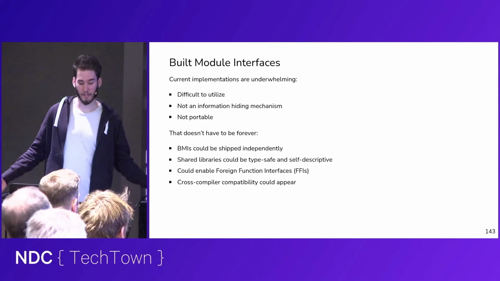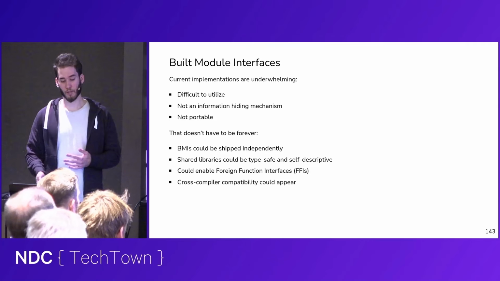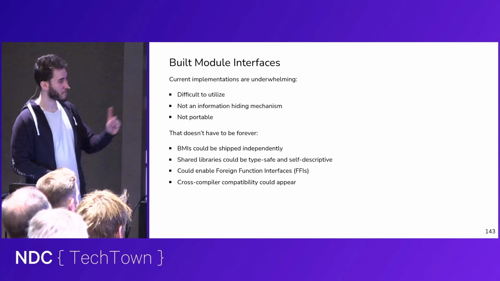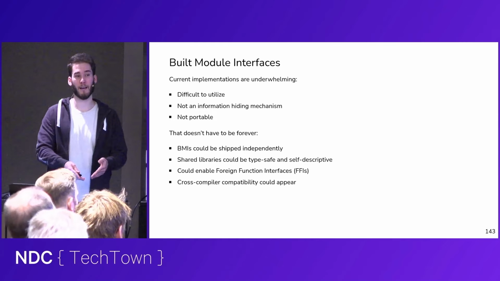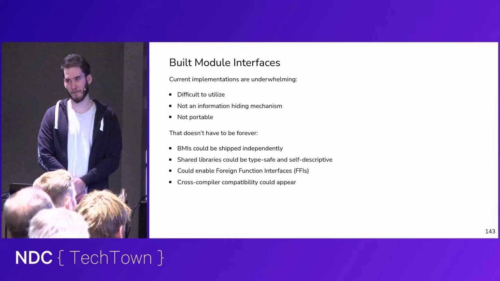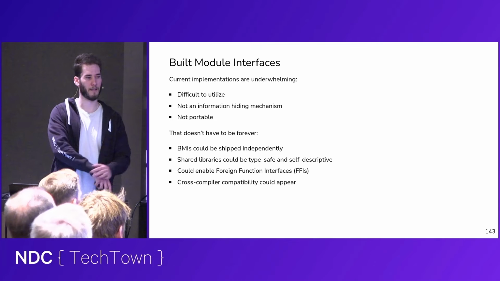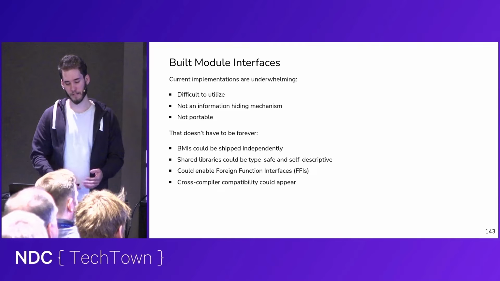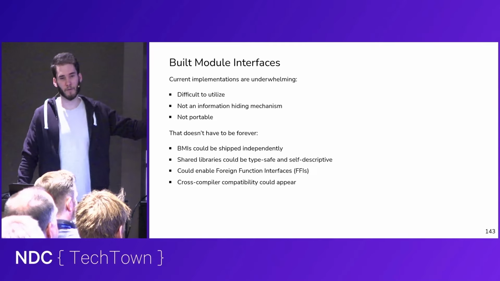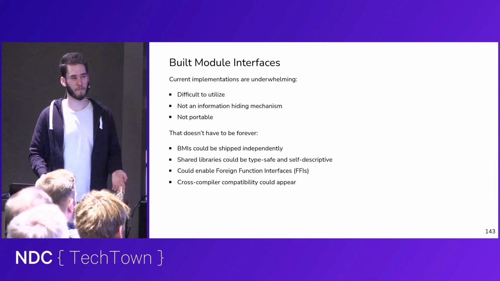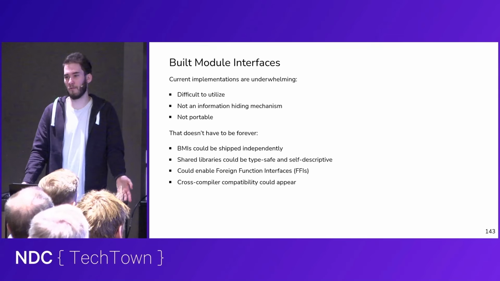But it doesn't have to be like that forever. All of your BMIs could be shipped independently. Your shared libraries could be type safe and self-descriptive by just embedding a build module interface in a shared library, and you can reason about what is there without also externally shipping a header. You could also enable foreign function interfaces. You could have a world in which Python or Node could open up one of these build module interface files and just directly hook to the functionality.